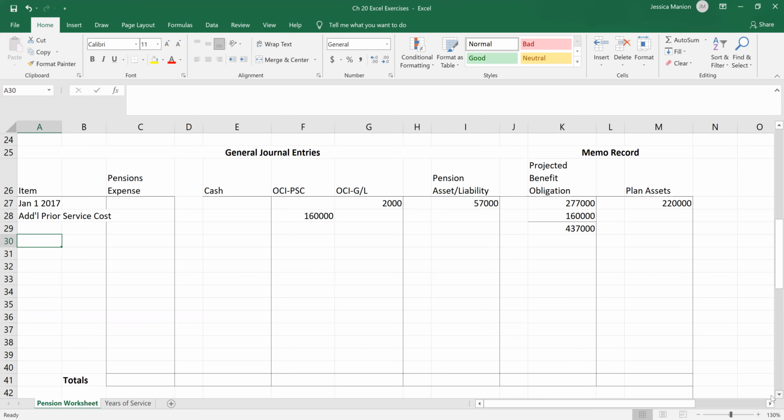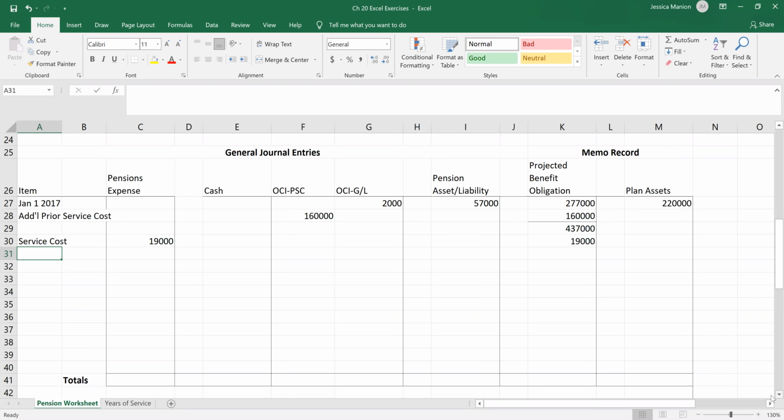So now let's look at the other information that we have on an annual basis. So we can list our service cost for 2017. They're telling us in the book, our service cost is 19,000. That increases our pension expense. That increases our projected benefit obligation. I keep having to cover up the 2016 numbers. Let's see, what's the next thing that we got here?